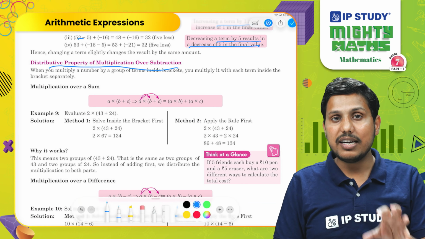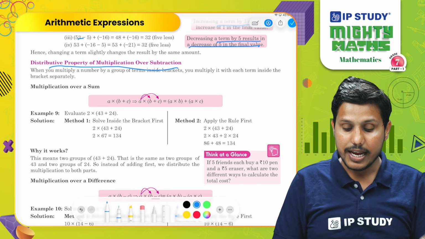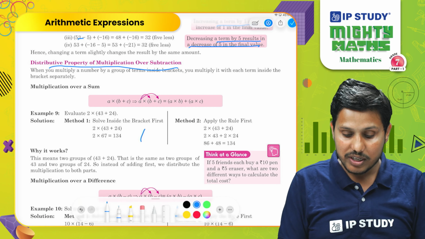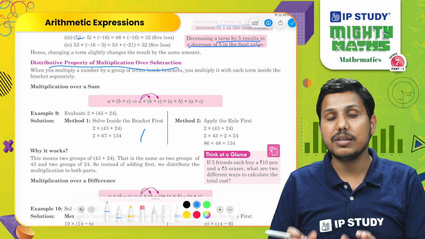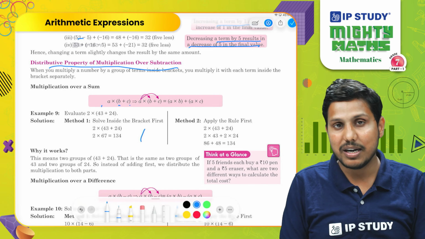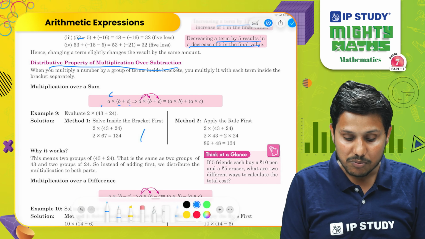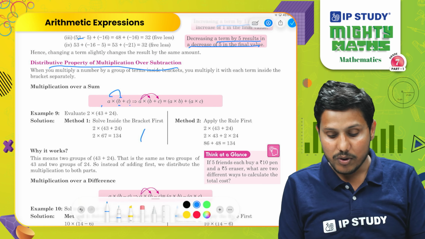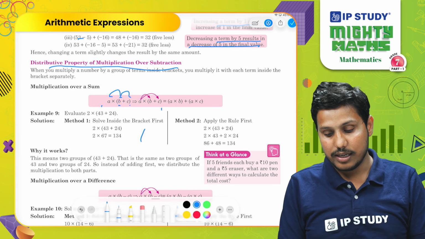Next is the distributive property of multiplication over addition. If we have a multiplication sign outside the bracket, we have to multiply the outside term to each and every term inside the bracket. Like if we have b plus c inside the bracket and a is multiplied with the bracket, we have to multiply a to b also and to c also, like this that is given here.